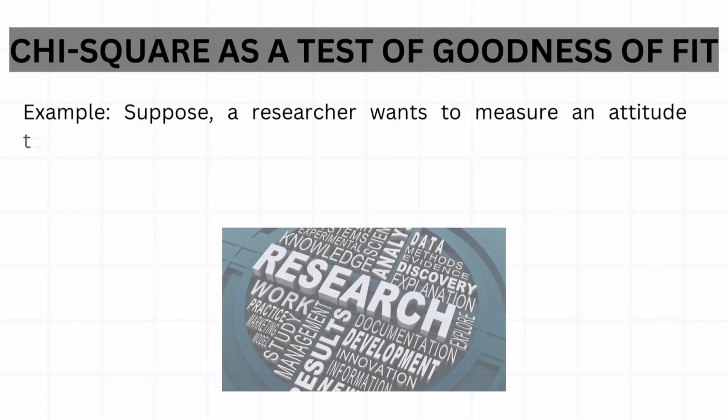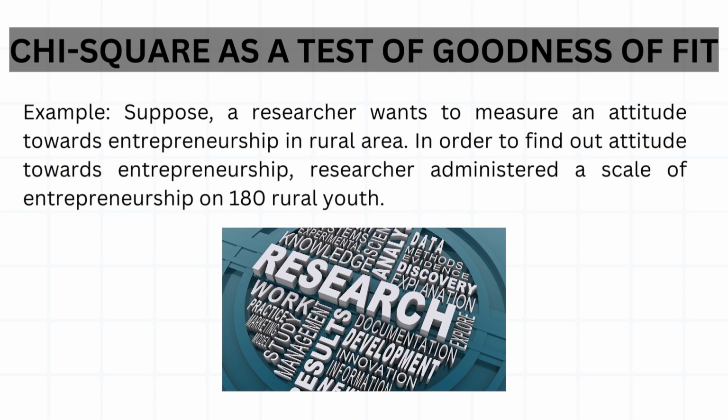So, let us take an example, and by going through this example, we will understand the method of computation of chi square as a test of goodness of fit. Suppose a researcher wants to measure an attitude towards entrepreneurship in rural area, as I gave this example earlier. In order to find out attitude towards entrepreneurship, the researcher administered a scale of entrepreneurship on 180 rural youth. This is the size of our sample, 180 rural youth.